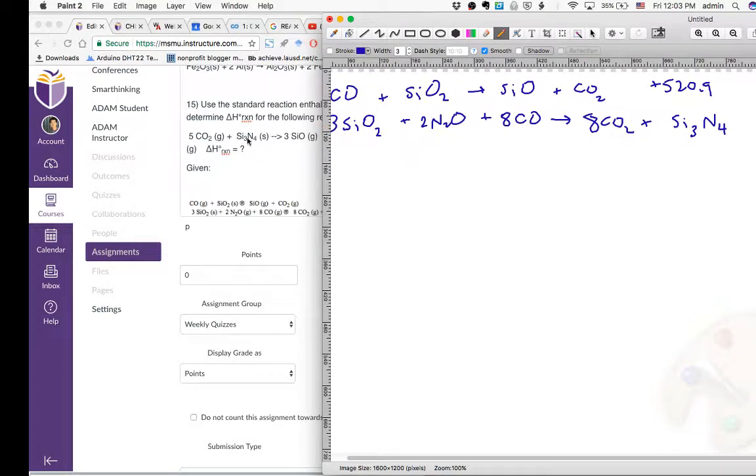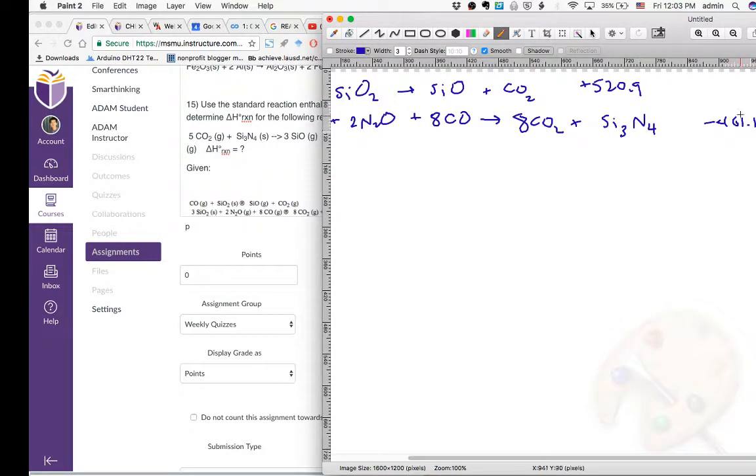But my target has the CO2 and the silicon nitride in the reactants. This equation has them in the products. I need to flip it. So if I flip it, I'm also going to have to flip the sign of the enthalpy. That's going to be a positive 461.1 instead of a negative. So here we go.